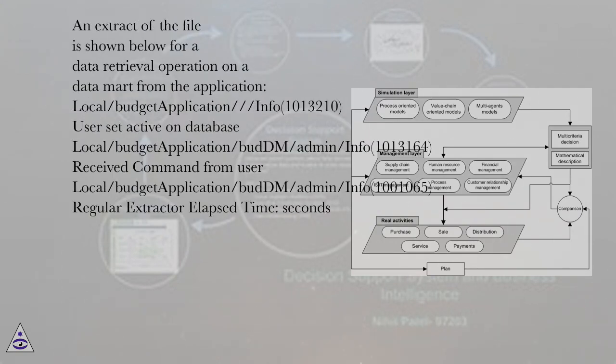An extract of the file is shown below for a data retrieval operation on a data mart from the application. Local/budget application/info 1,013,210 user set active on database. Local/budget application/boom/admin/info 1,013,164 received command from user. Local/budget application/boom/admin/info 1,001,065 regular extractor elapsed time, seconds.